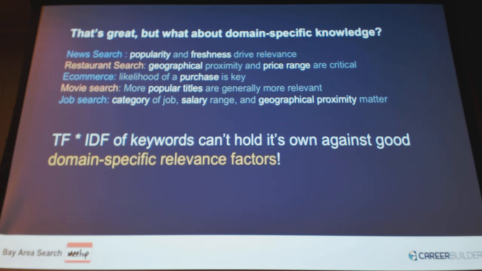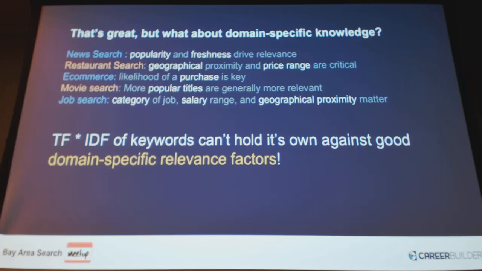I mentioned job search, where the category of the job, the salary range, and geographical proximity really matter. If you look at news search, then popularity and freshness are going to be some of the key things driving relevancy. If you look at a restaurant search engine, geographical proximity is going to be king, and then maybe price range. If you look at e-commerce, likelihood of purchase is key. I'm sure there's dozens of other things, maybe even hundreds of things that go into eBay's algorithm, but you want people to purchase.